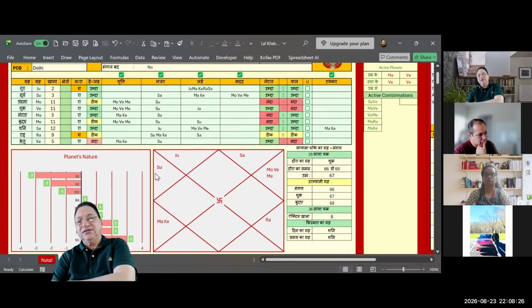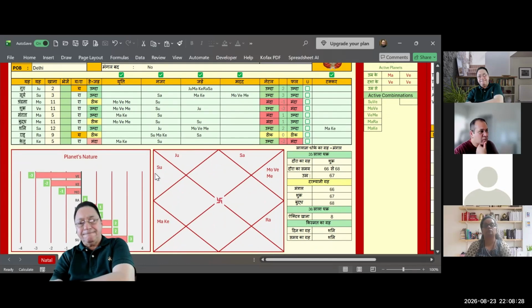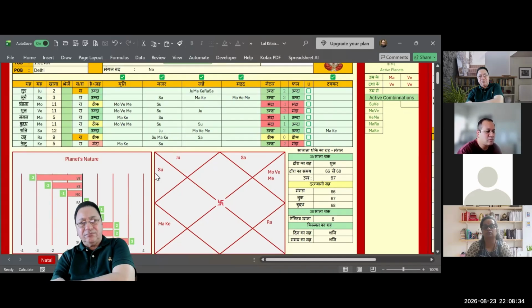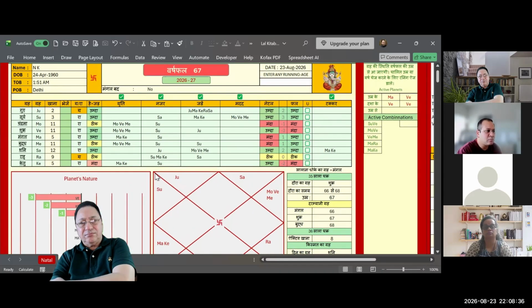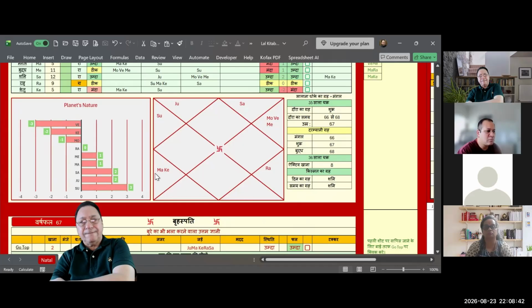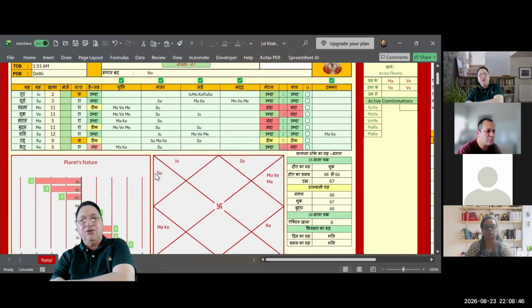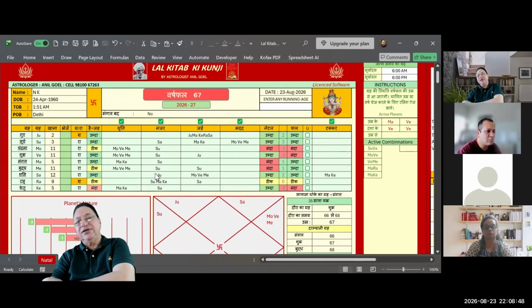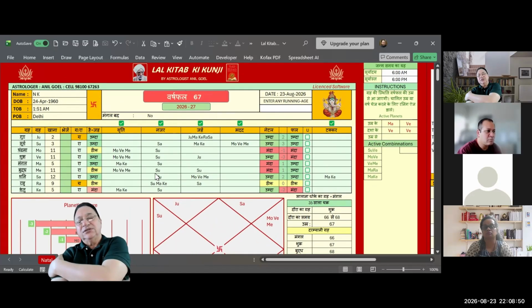This is a very amazing question. One question is about the implementation of the remedy for the Varshfal. It is to be done in that year only. So does that year start on the calendar date or on the date of birth? On the date of birth. Every year starts from your date of birth. The Varshfal is from date of birth to date of birth.